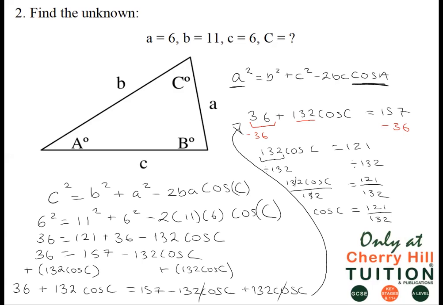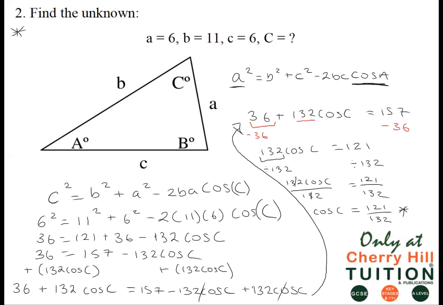Okay, and the last step is to get rid of the cos next to the C, and in order to do this, what we need to do is inverse cos on both sides. So what I'm going to do is put a star here, and we will carry on with this working out over here at the top.